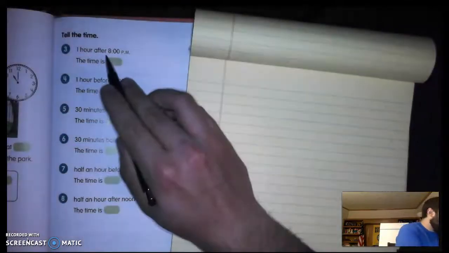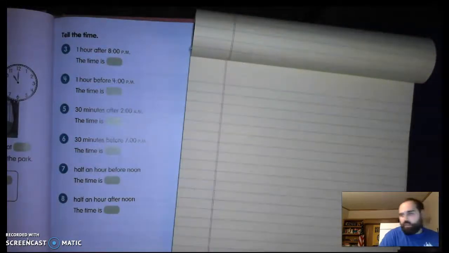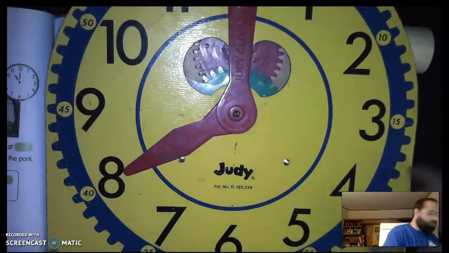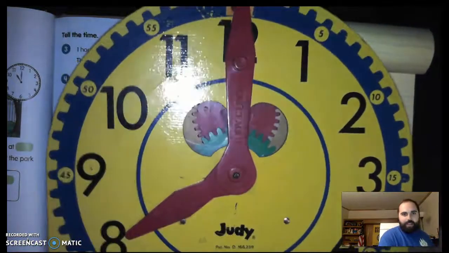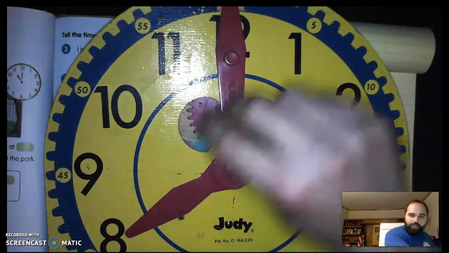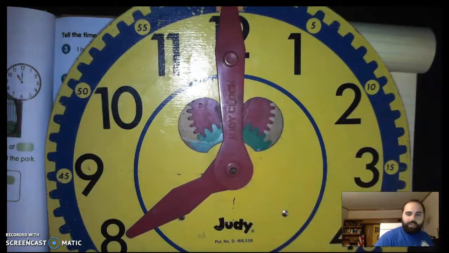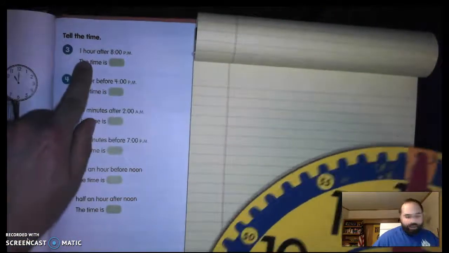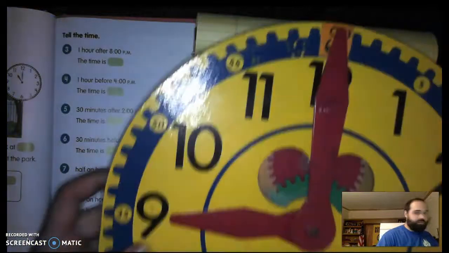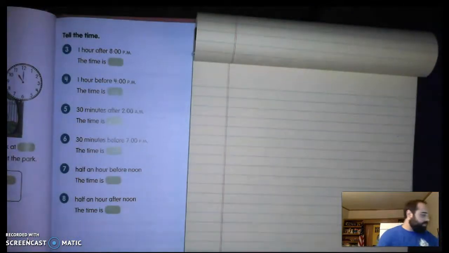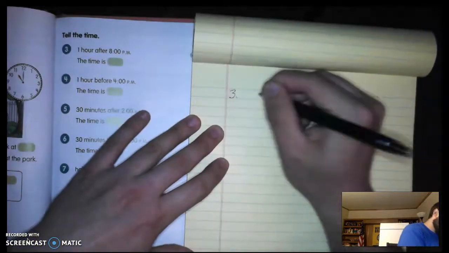1 hour after 8 o'clock p.m. So let's put 8 o'clock on our clock, and we want to know what 1 hour after that is going to be. So we're not using the minute hand at all. You can use the minute hand to help you get around, but what's the only thing that's changing? We just want to know 1 hour. So let's move it up an hour. I've got my new o'clock time. I think it's 9 o'clock. So number 3 is 9 o'clock.